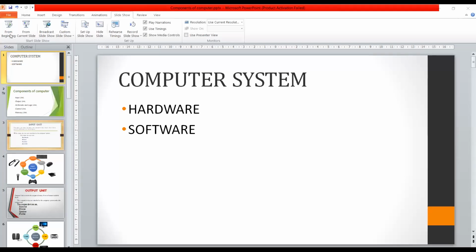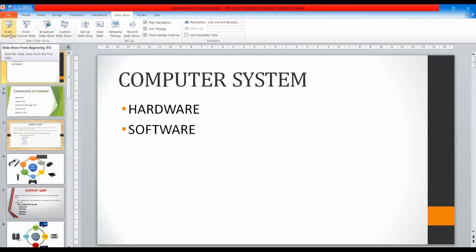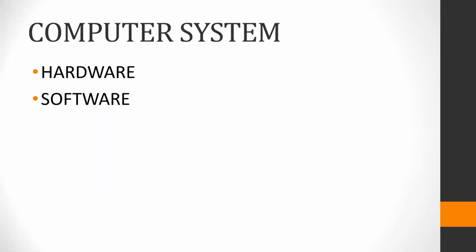Hi everyone. In this video, we are going to talk about computer components. That means the basic components of a computer. And before that, we should know what we mean by computer system and what the parts of a computer system are. Mainly, the computer system is divided into two: hardware and software.